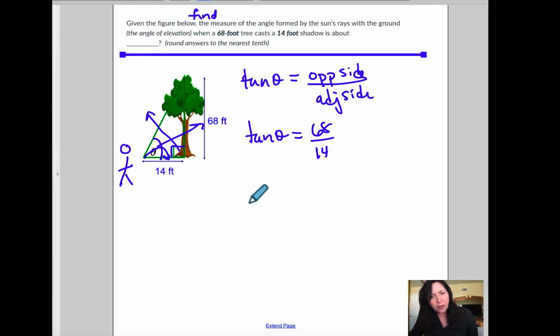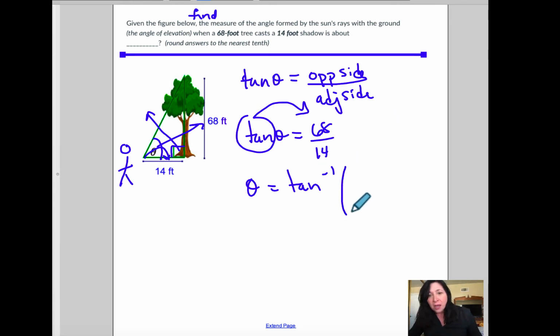So we want to solve for theta. Theta is equal to arc tangent. Remember, you're going to take this tangent, move it to the other side. That's arc tangent of 68 divided by 14, and you say it like that. This is your work. You're going to show this work on your paper.